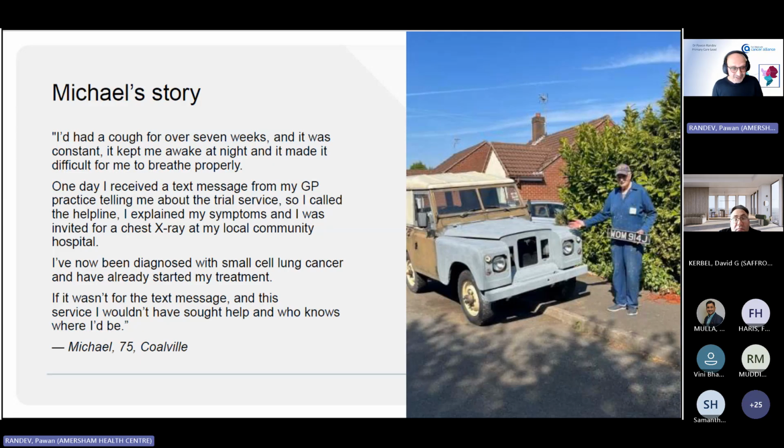And within the cancer plan, self-requested chest x-rays has been highlighted as something that's worth exploring in different areas in the country. And we are hoping to be able to expand this service. And Ben Noble and I are in discussions with colleagues around Leicestershire.